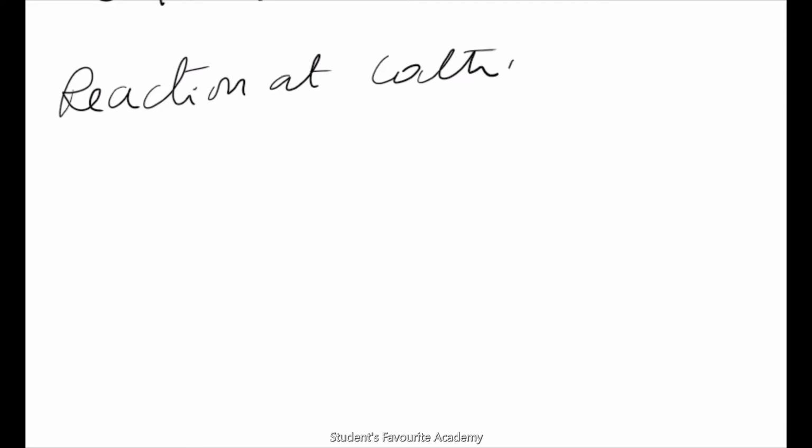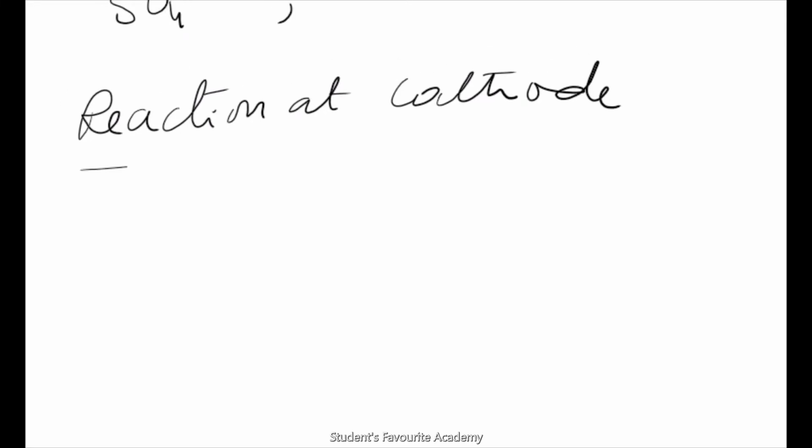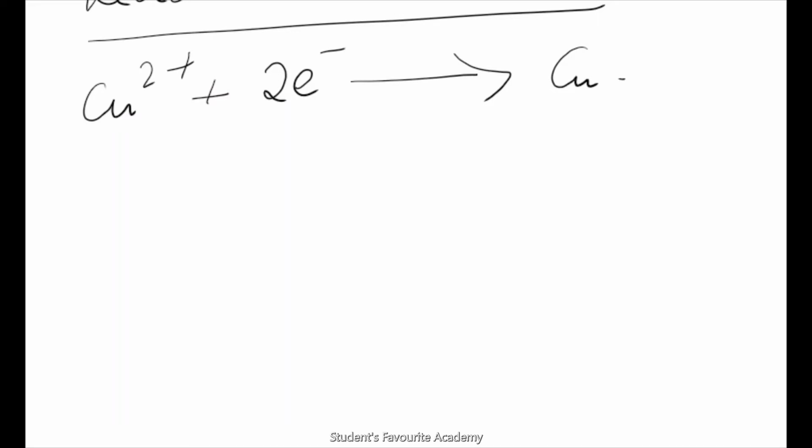Then reaction at the cathode. Reaction at cathode will be Cu2 plus plus 2e minus gives Cu. Okay, so at the cathode Cu2 plus accepts 2 electrons and becomes Cu atoms, that is copper atoms.